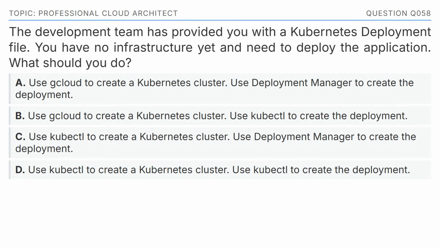Use Deployment Manager to create the deployment. Option B, use Cloud to create a Kubernetes cluster. Use kubectl to create the deployment. Option C, use kubectl to create a Kubernetes cluster. Use Deployment Manager to create the deployment. Option D, use kubectl to create a Kubernetes cluster. Use kubectl to create the deployment.